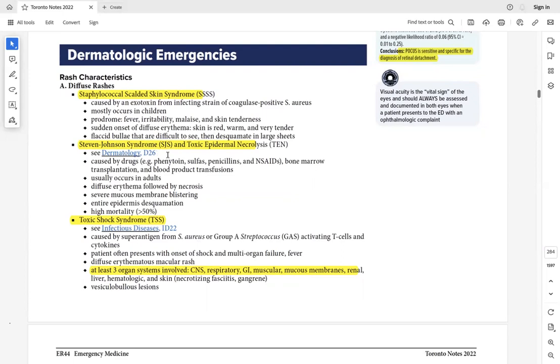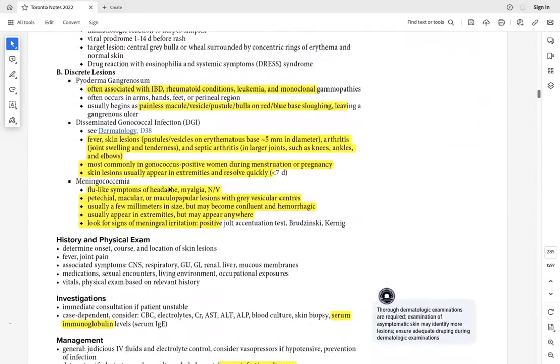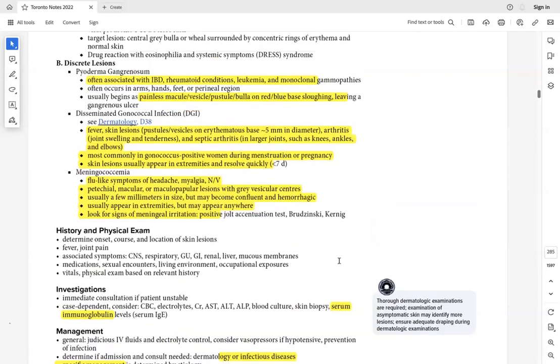In Stevens-Johnson syndrome and toxic epidermal necrolysis, both the presentations will be the same, maybe caused by some drugs, sulfa drugs, phenytoin, penicillin, usually occurs in adults. And what is the difference? The difference is the surface area of the body involved. If less than 10% body surface area is involved, it is Stevens-Johnson syndrome. If more than 30%, then it is TEN. In between, it will be an overlap of both. Okay, and we will admit them in the ICU and treat them as a burn patient.